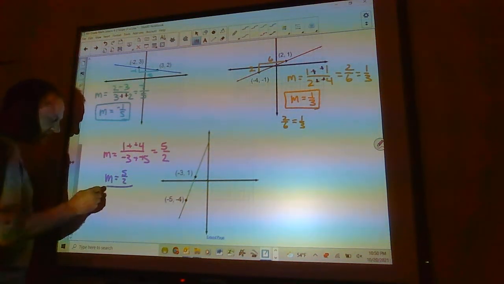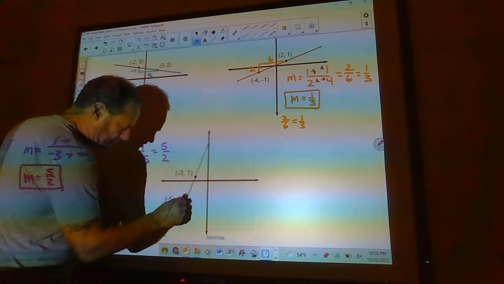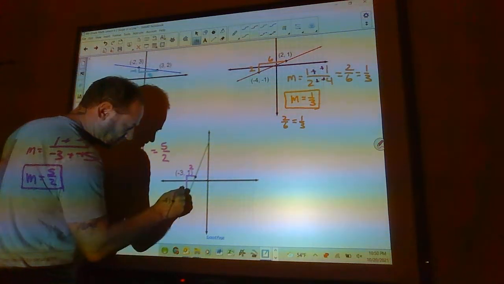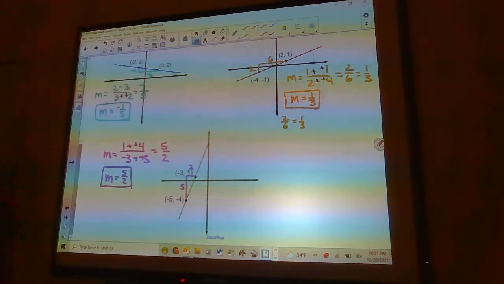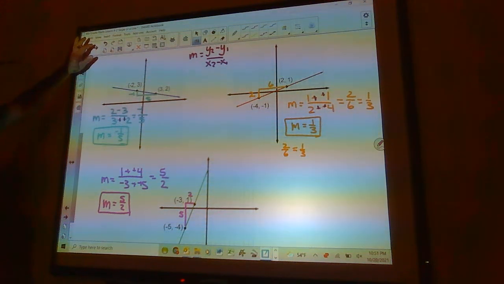It should rise 5 and run 2. So let's check it out. I rise 1, 2, 3, 4, 5, and I run 2. Perfect. Okay, so hopefully you got all three of those right. Very important. That's why I had you do a lot of these. You should be able to do this at will.